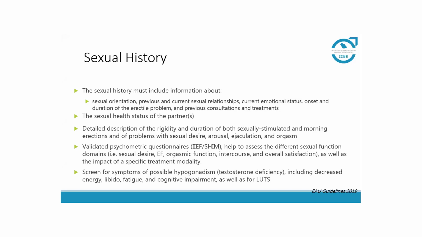Asking about his sexual history will include his sexual orientation, previous and current sexual relationships, which is very important, especially in our community. Not most, but some of our population have multiple wives, or are planning to get married soon. So it's very important to ask about his previous and current sexual relationships, and his current emotional status. The other important part is the sexual health status of his partner. Is his partner able to have sexual intercourse with him or not?